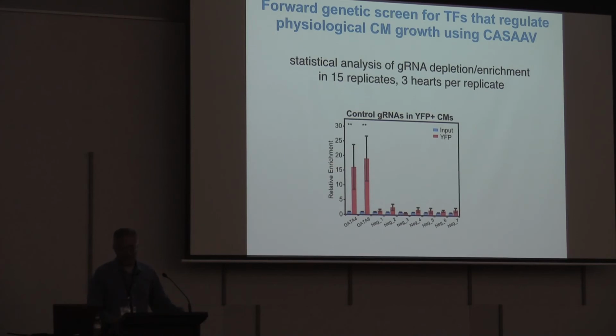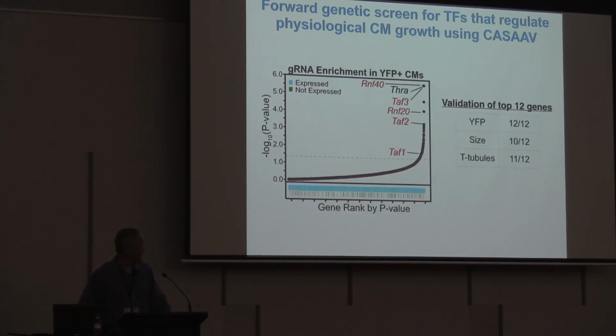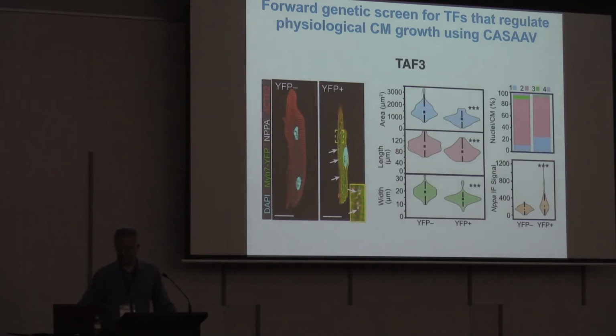This shows you that the positive and negative controls worked. But here's the result of the screen. Here we have all the genes ranked by their p-values, and these are the ones that have significant p-values. We validated the top 10 of these hits. THRA is the thyroid hormone receptor, which is well known to regulate cardiomyocyte maturation, but here's a lot of novel genes that have not been previously implicated in regulating myocyte maturation.